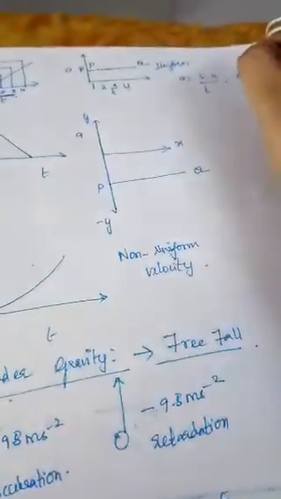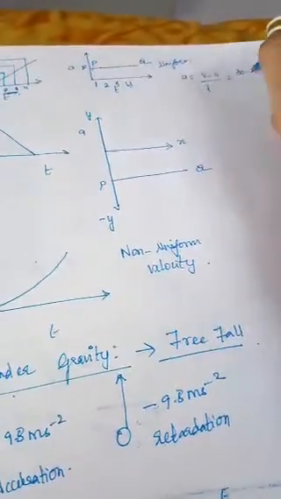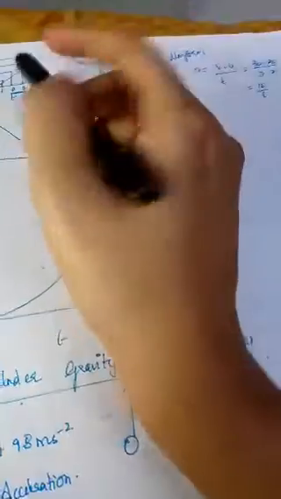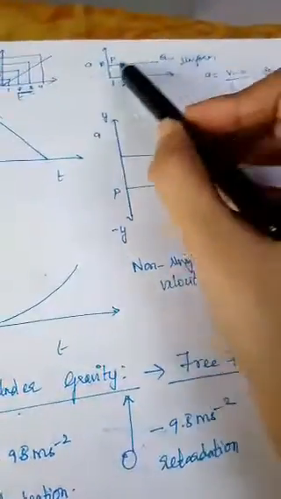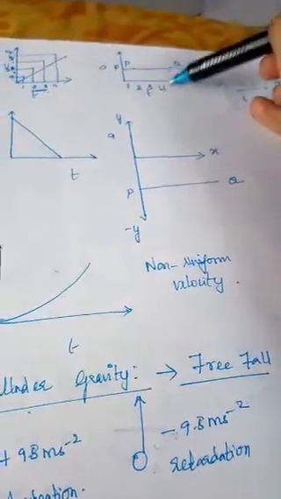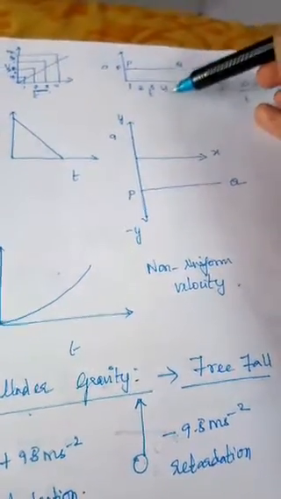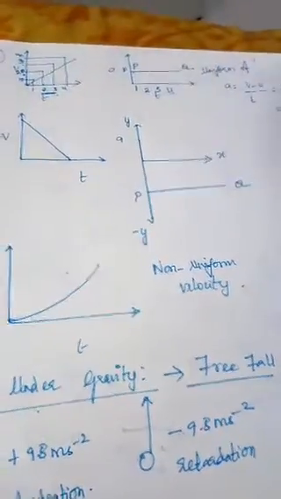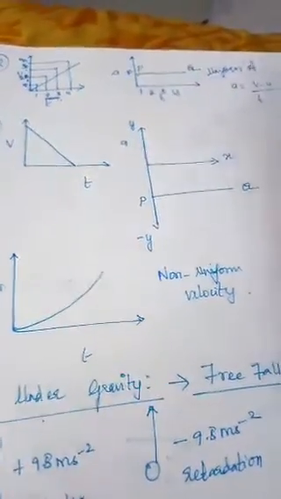When the time is 2, what is your initial velocity? 20. When the time is 3, what is your final velocity? 30. Therefore 30 minus 20 divided by 3 minus 2, therefore 10 by 1. So you can calculate for anything and you will always find it is going to be a straight line. So here you can say it is parallel to your x-axis. So if it is parallel to the x-axis, it is in uniform acceleration. Got it? It is in uniform acceleration.